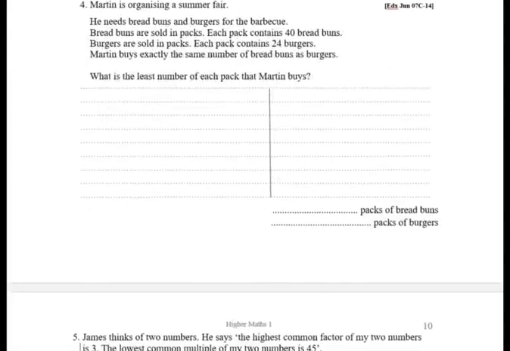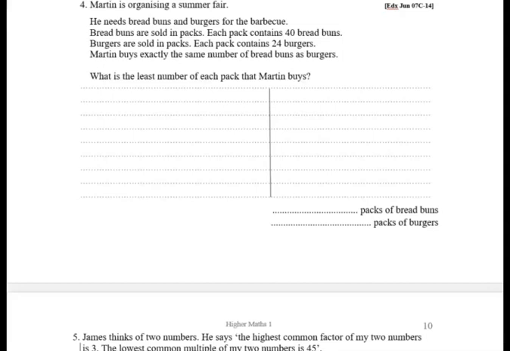Now we're going to work through question 4. Question 4 is a fairly long question, but fairly simple. Martin is organizing a summer fair. He needs bread buns and burgers for the barbecue. Now ideally when you have a barbecue, you don't want to have extra buns or extra burgers. You want to have the same amount. So if each pack of bread buns comes in 40 and each pack of burgers comes in 24, we want to find where these two numbers eventually meet.